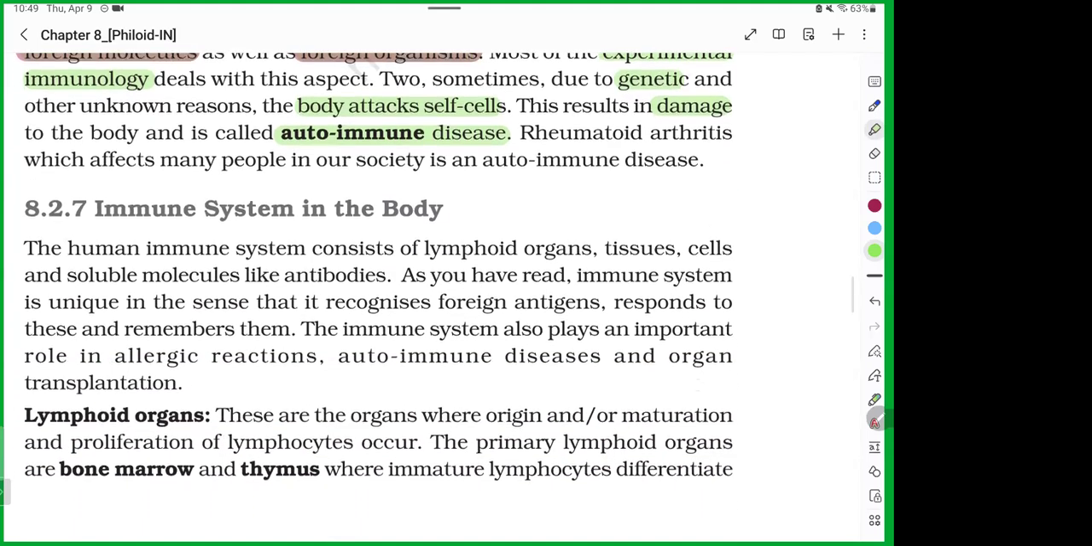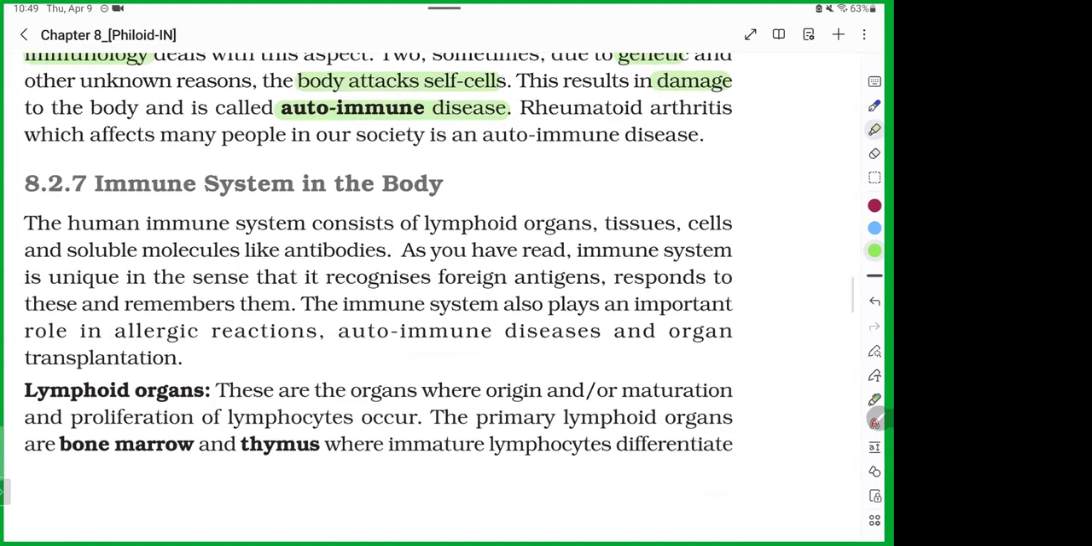Example further. Immune system in the body. A question can be asked, what are the components of the human immune system? We have lymphoid organs, T lymphocytes, B lymphocytes, thymus, bone marrow. We have tissues, we have cells, we have antibodies. They will give these four and two more, and you have to tell how many of these are human immune system components. Tissue, cell, soluble substance, antibodies, lymphoid organ. Correct?